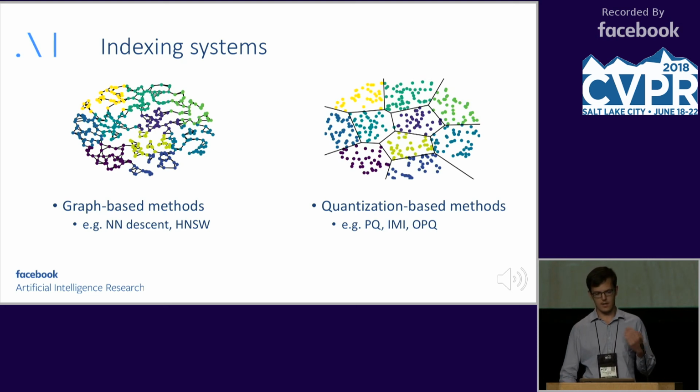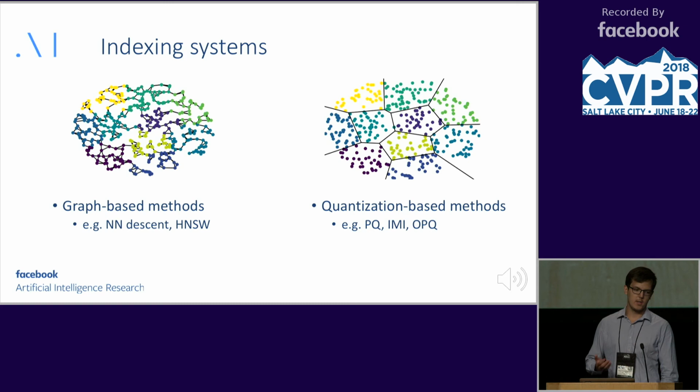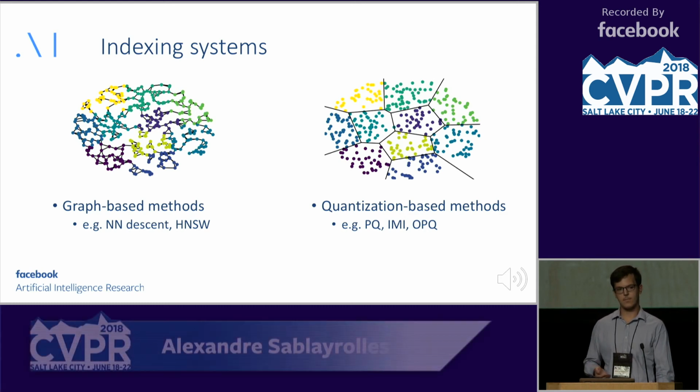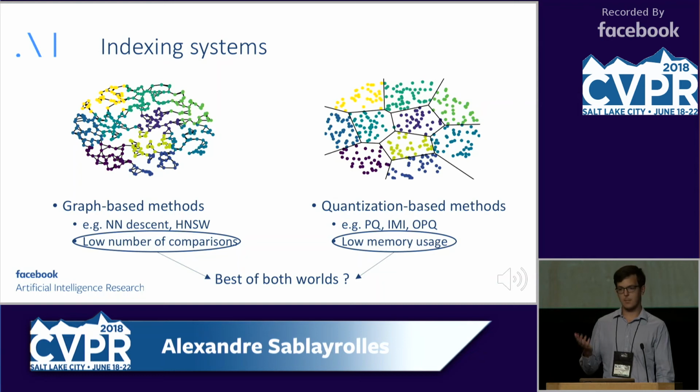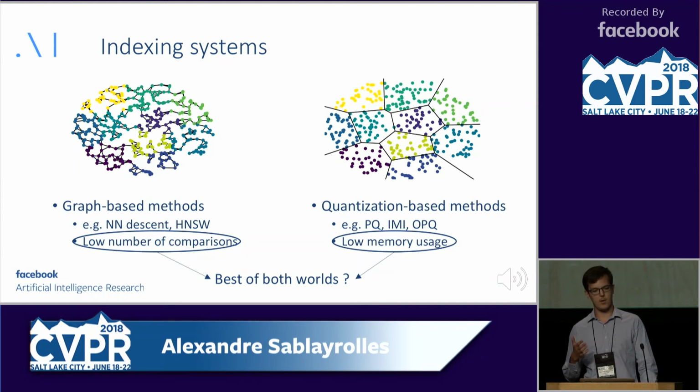Quantization-based methods, on the other hand, represent a point by an element from a finite set. Examples include product quantizer, inverted multi-index, or optimized product quantizer. These methods have a low memory usage, but a lower accuracy compared to graph-based methods. So the question is, can we get the best of both worlds? A low number of comparisons from the graph-based methods and a low memory usage from the quantization-based methods.